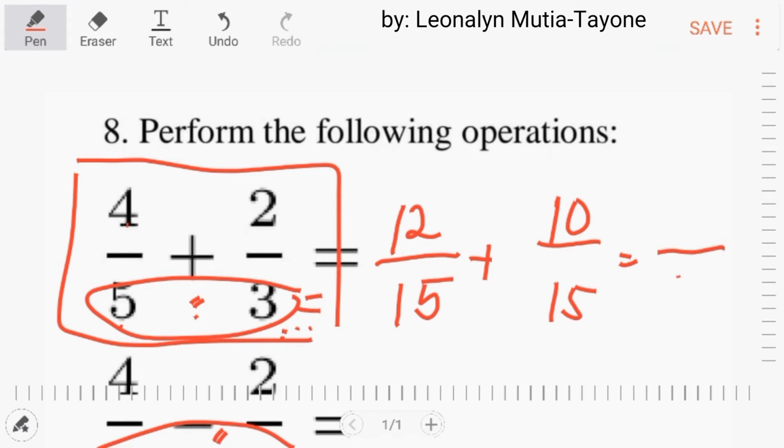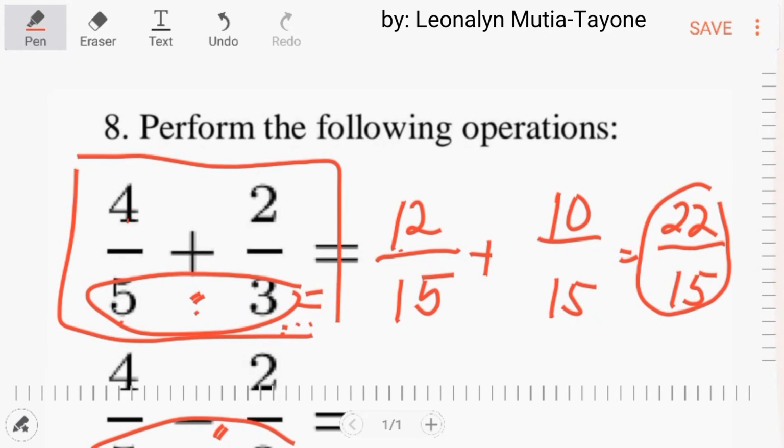Now, we can add. Copy the denominator 15. 12 plus 10 is 22. So, the answer is 22 over 15. Pero, hindi pa yan yung final answer. Kasi, improper fraction siya at gawin natin siyang mixed fraction.